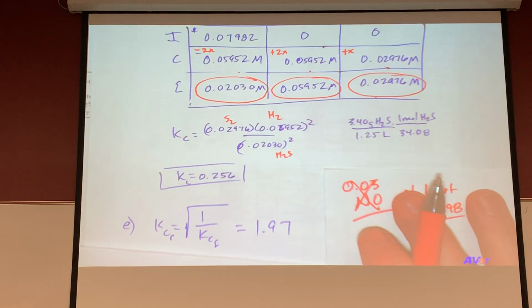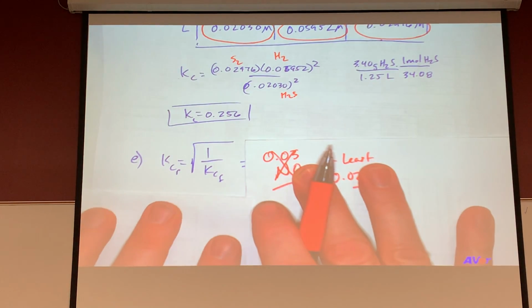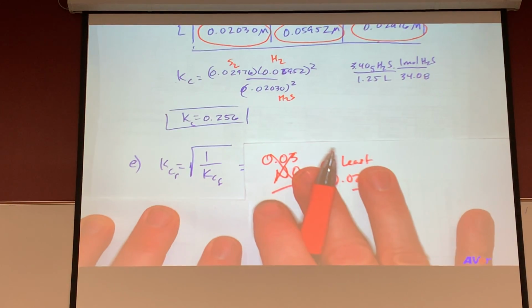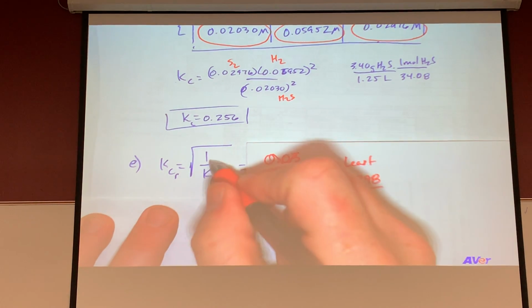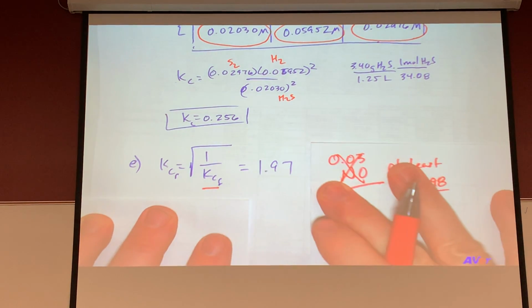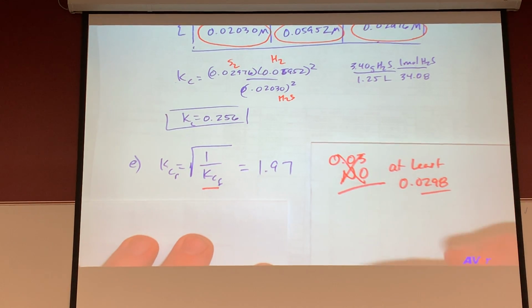And then finally down for part E, I said go ahead and skip D. If you did D, great, I don't have an answer for it. I haven't solved it yet. But for part E, hopefully you're recognizing that the reaction is written in reverse, number one. And then number two, the coefficients are all cut in half. So the math on it means that you're gonna square root the inverse. And if you square root the inverse, you're gonna get 1.97. Still no units.